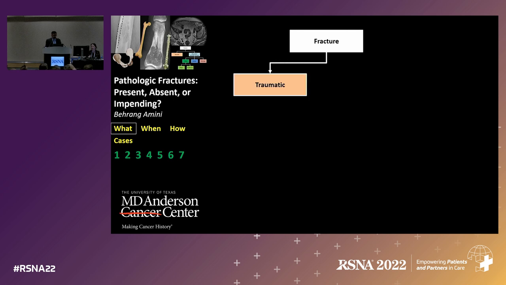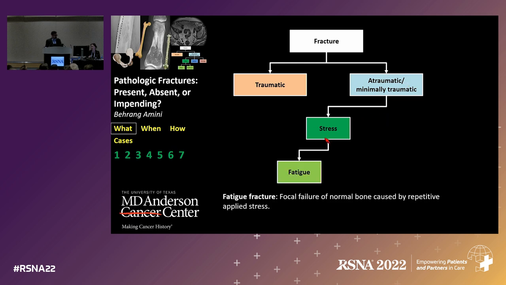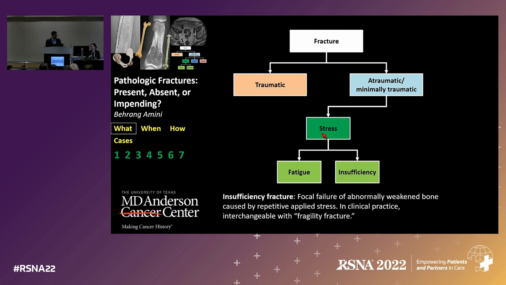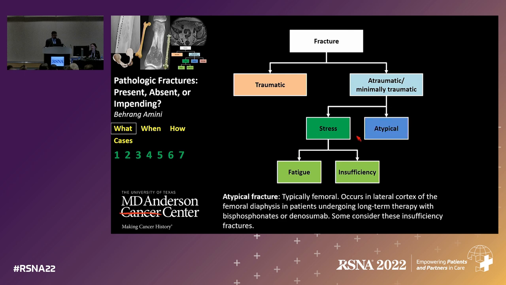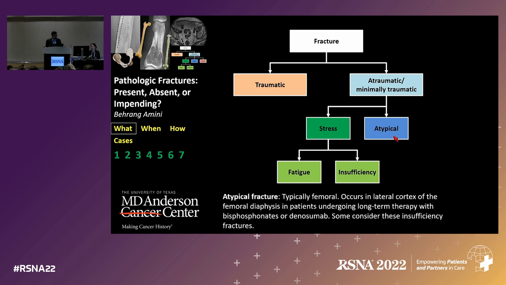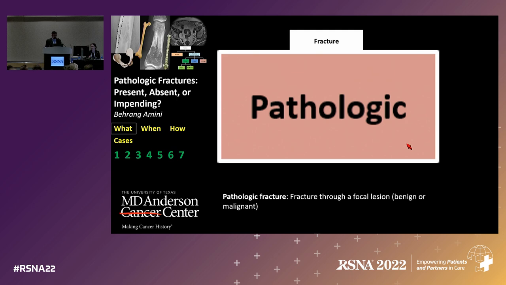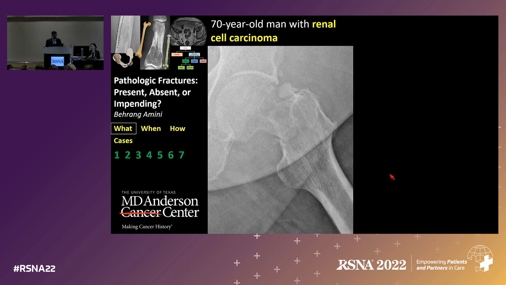So fractures can be divided into traumatic or atraumatic, or minimally traumatic in a lot of cases. The minimally traumatic, atraumatic ones can either be stress fractures, and under that we get fatigue fractures, insufficiency fractures, and the definitions are below, you can see those. The atypical femoral fractures, or just atypical fractures, we see in bisphosphonate and denosumab use, and very rarely in other medications. These used to be called medication-associated fractures or medication-related fractures. And then finally, pathological, and that's the one we're going to be talking about today. Fractures through a focal lesion, and these can be benign or malignant, although we usually think of these as being malignant.